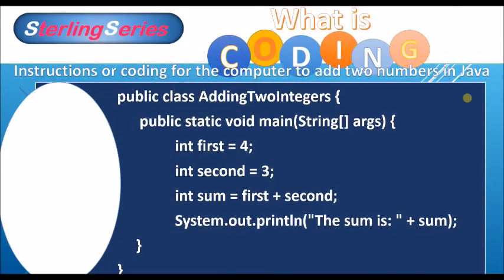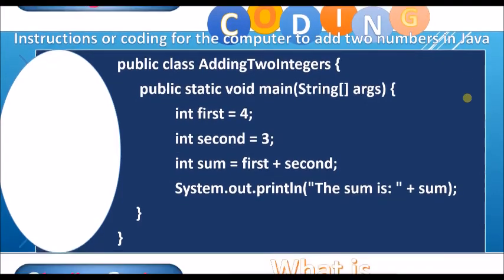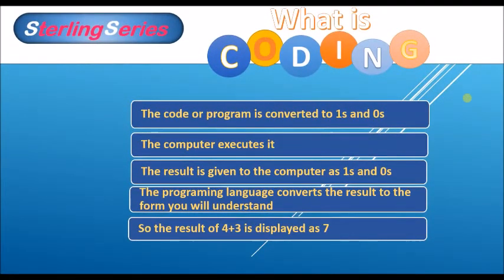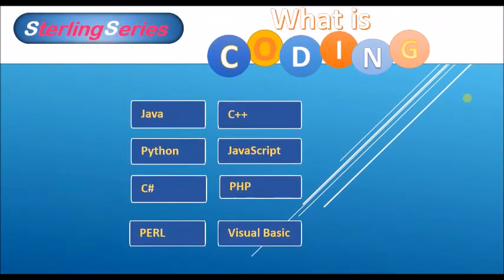This is a coding language in a language called Java. This instruction is adding two numbers, that is 4 and 3. So this is what goes on. This 4 and 3 is converted to ones and zeros. The computer will execute it. The result is given to the computer as ones and zeros. The programming language converts the result to the form you understand. So in adding 4 to 3, this is displayed to you as 7.